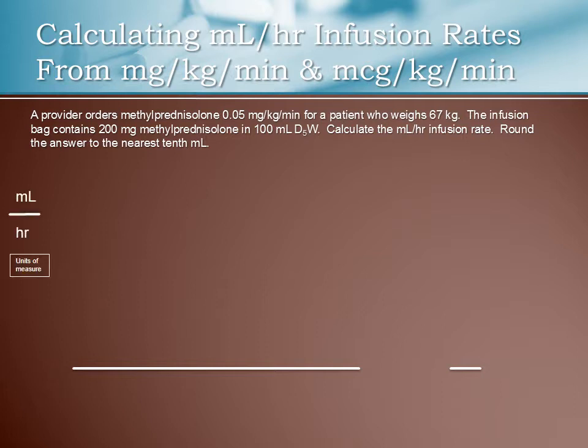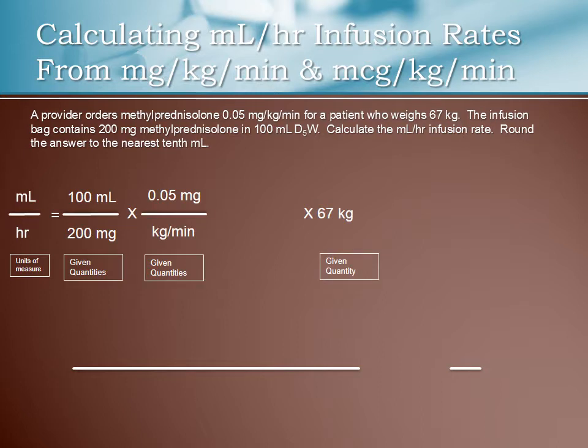Okay, so remember the steps. Step 1, what is the unit of measure I want? Well, I need to calculate the milliliters per hour infusion rate and round to the nearest tenth of a milliliter. Next step, what are my given quantities? Well, it's 0.05 milligrams per kilogram per minute times the 67 kilograms times my dose on hand of 100 milliliters with 200 milligrams of medication in it.